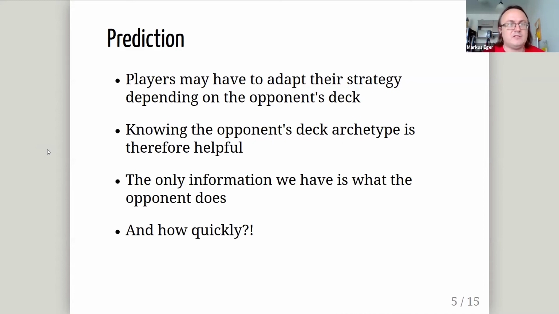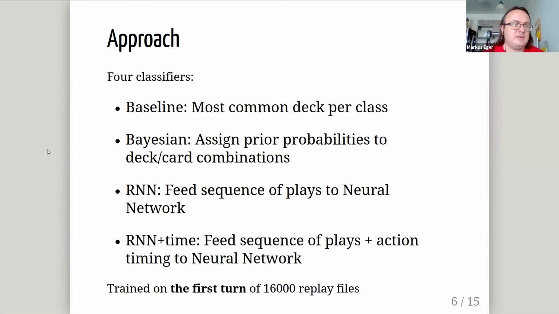Okay. So how did we do this? Basically, we trained 4 different classifiers on 16,000 replay files that we got last fall, so pretty much exactly 1 year ago. And we just looked at what players were doing on the first turn of the game. Because basically, our idea was we want to determine as quickly as possible in terms of duration into the game, what the opponent might be playing. And we collected these replay files, and then we trained the classifiers.